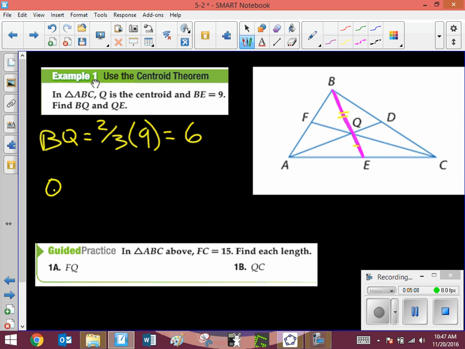Alright, next we would want to find QE. Well, finding QE, that's the smaller of the two portions of my median. That is a third of 9. So we take 1/3 times 9, and we would get 3.